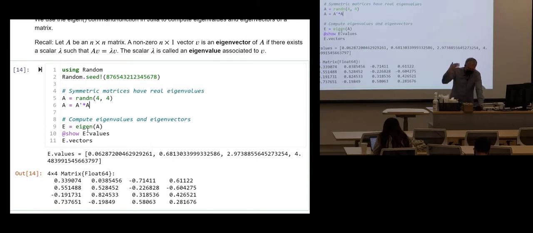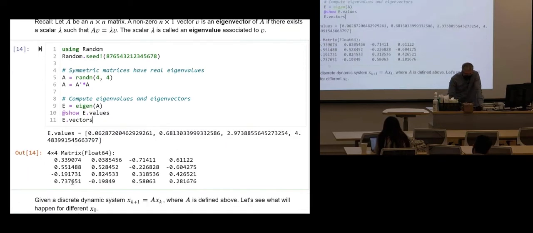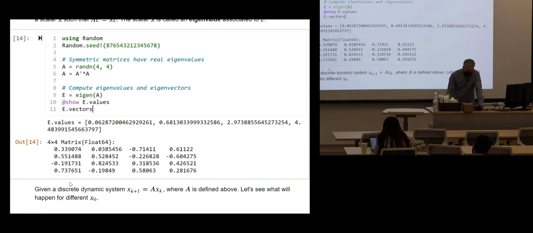And it's sort of like the LQ command. We can pick off the P, we can pick off the L, we can pick off the U, etc. The way Julia works, we get this as a structure, and we do E dot values, and we get the eigenvalues. And we do E dot vectors, and we get the eigenvectors.